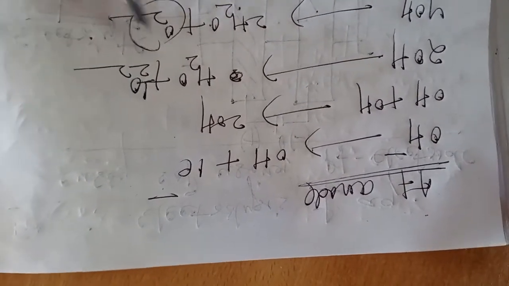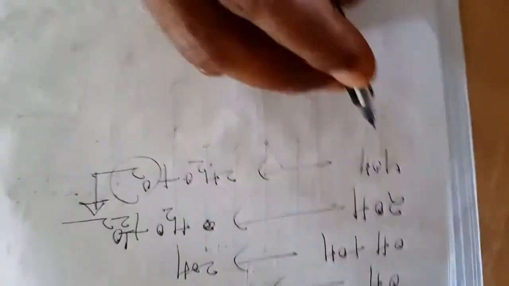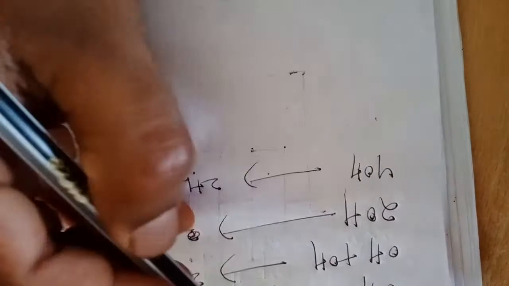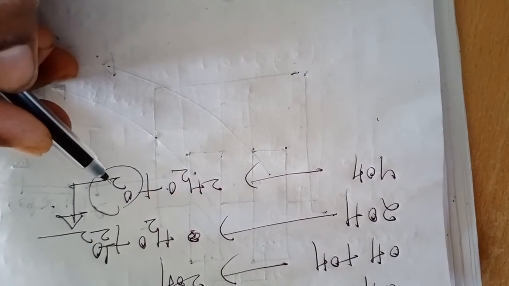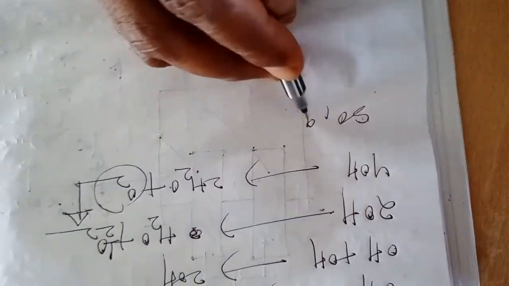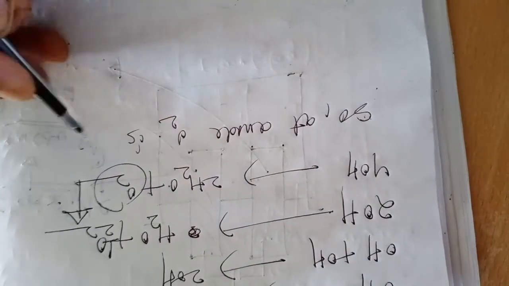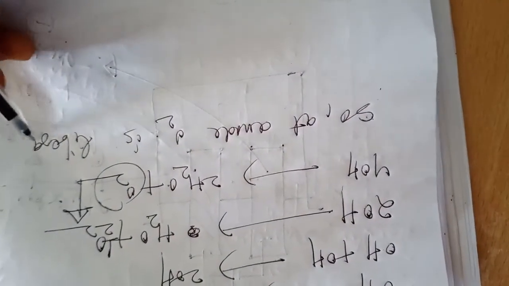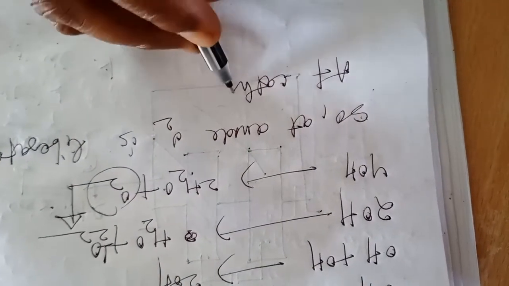That means O2 gas is formed during the process of electrolysis and is liberated at the anode. So at anode, O2 gas is liberated.